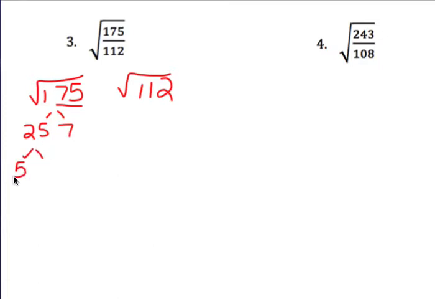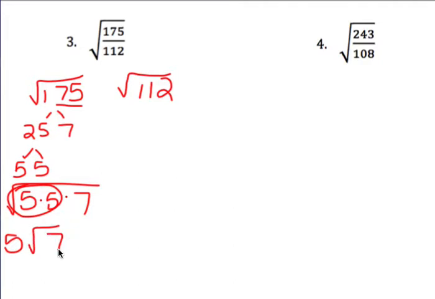Well, 25 I can split down to 5 and 5. So for this radical, I'm going to have 5 times 5 times 7. So I can take out a pair of 5's, and left underneath the radical is 7. So let's go ahead and break down 112. Well, I don't know what goes into it, so I'm just going to start by dividing it by 2. Well, when I divide it by 2, I end up getting 56. Well, into 56, I know is 7 and 8.